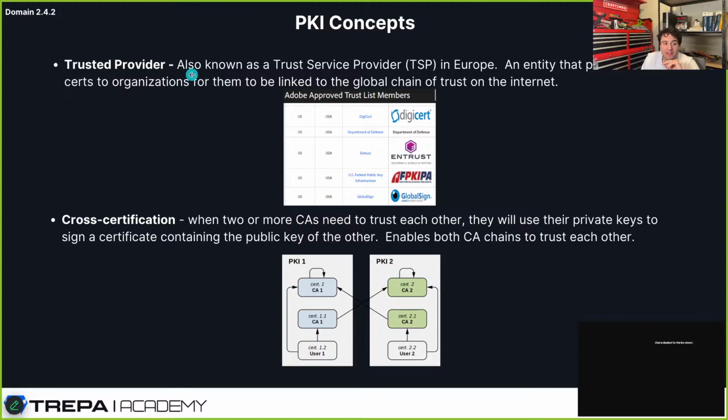Okay, a trusted provider, also known as a TSP, or Trust Service Provider. This is an entity that provides root certs to organizations for them to be linked to the global chain of trust on the internet. Just what we saw there, right? All those root CAs, that's a trusted provider.